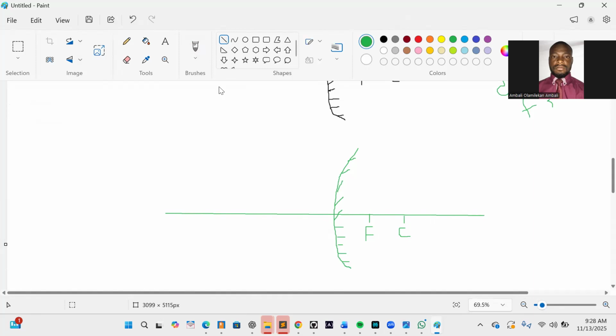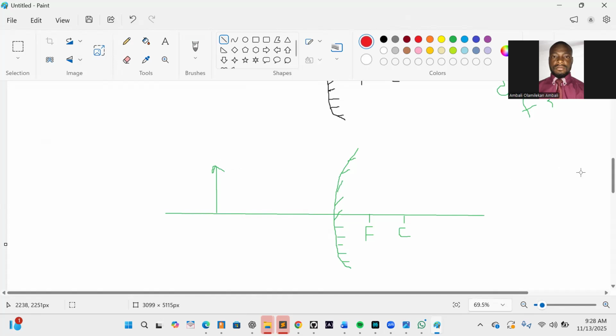All right, so it's the same diagram, like the compound one. I just want to show you so that you understand why you can use multiple ways to draw the image for a convex mirror.